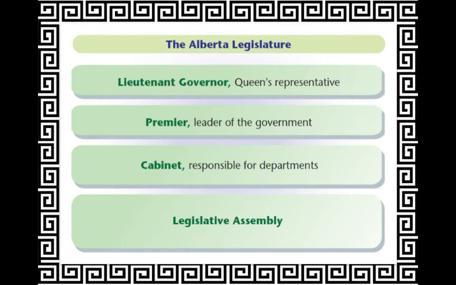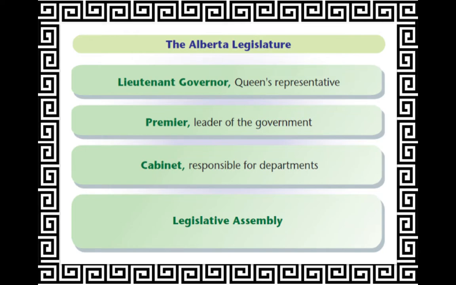Then we also have the Legislative Assembly. And the Legislative Assembly is where 87 voted members of the Legislative Assembly, the MLAs, meet to discuss issues that we are having in Alberta. So our taxes, how our healthcare is run, how our education is run. All of those issues are brought up in the Legislative Assembly, where they are debated and where they are decided upon to make laws.